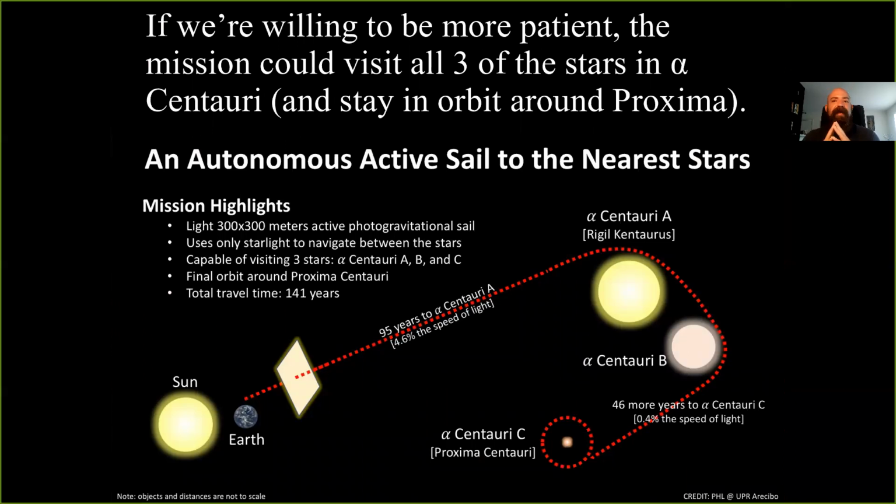Now, if we were willing to be a lot more patient, if we could send those probes on a much longer, much slower trajectory, have them do gravitational assist flybys of Alpha Centauri A, Alpha Centauri B, and then finally actually go into orbit around Alpha Centauri C, i.e. Proxima Centauri. Of course, this would take well over 100 years to reach the final destination.